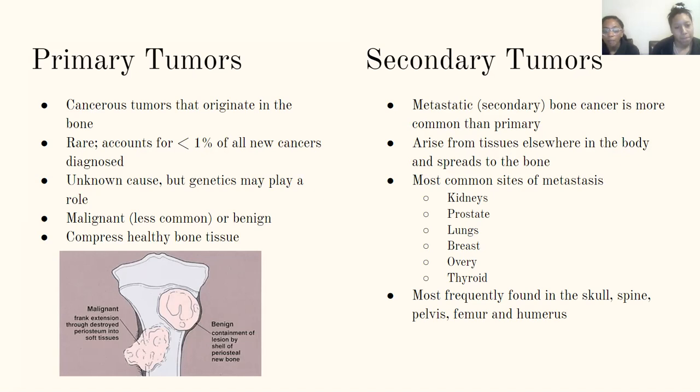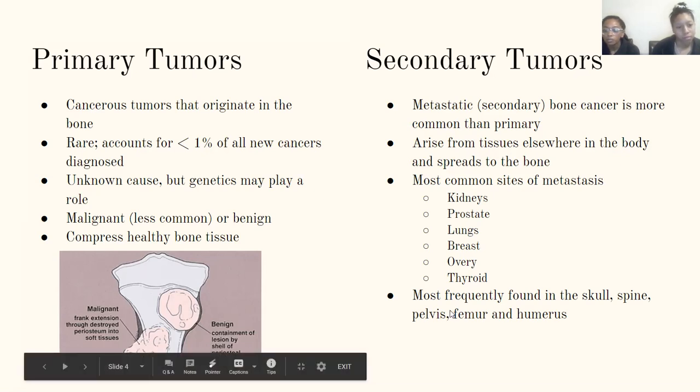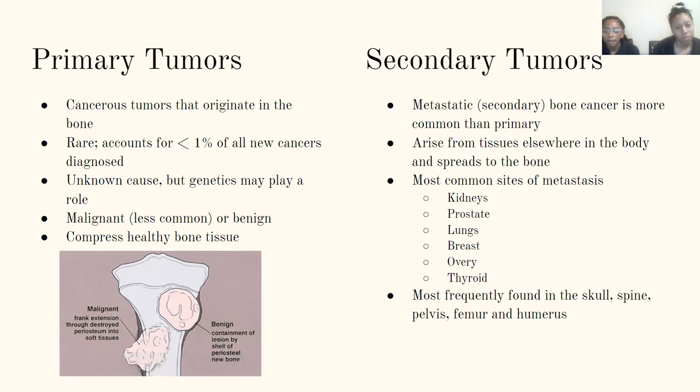Malignant, which is the less common form of a bone tumor, or benign. And so malignant bone tumors, they grow uncontrollably and they invade and destroy adjacent bone. Benign bone tumors, they have a more symmetric controlled growth pattern, but they also compress healthy bone tissue, and they have the capability of becoming malignant.